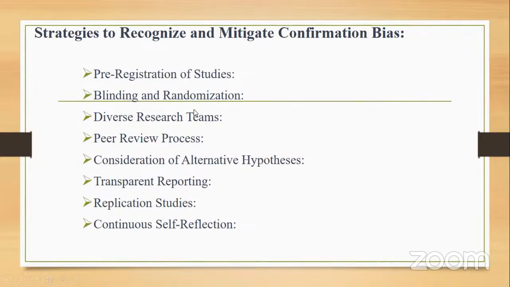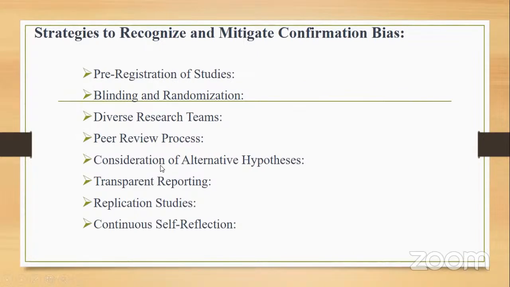Blinded randomization will help to overcome the personal bias. Diversify your research team so that it's no more than a one-man show. We collaborate with different people in this process. Again, peer reviewing will help to mitigate this type of bias.